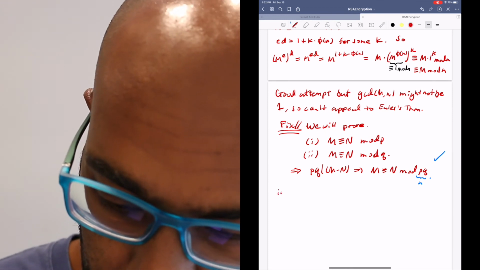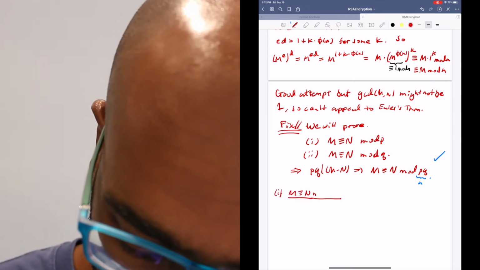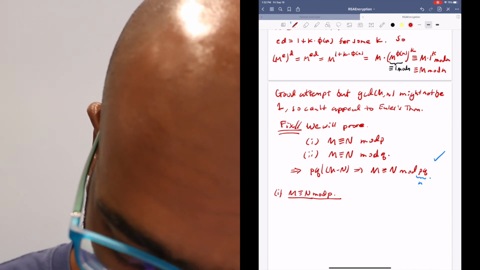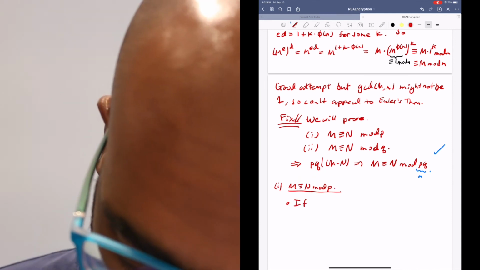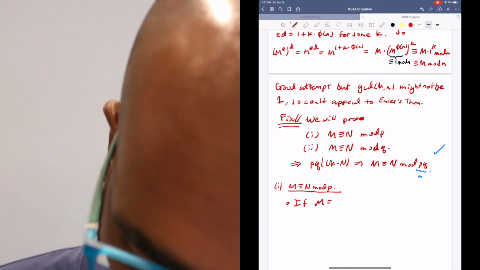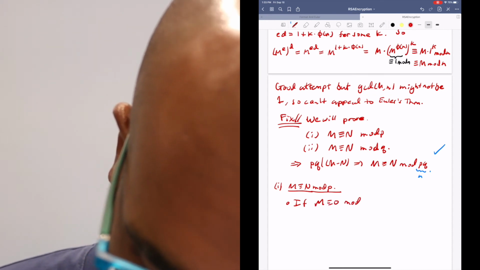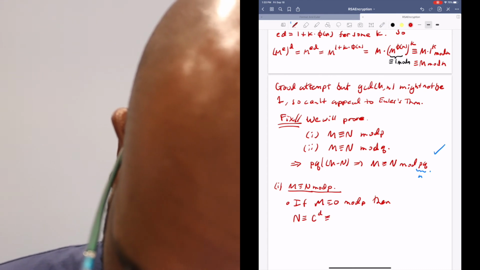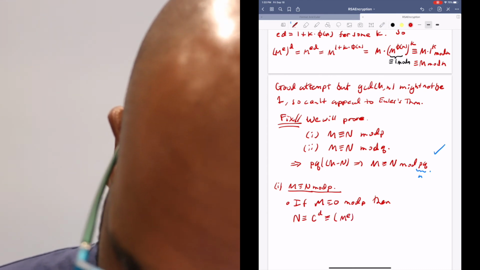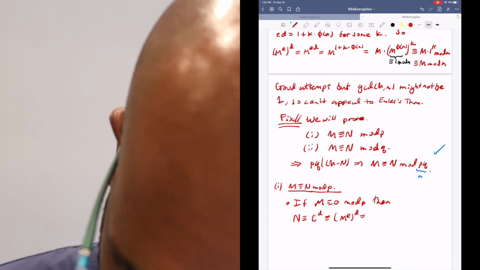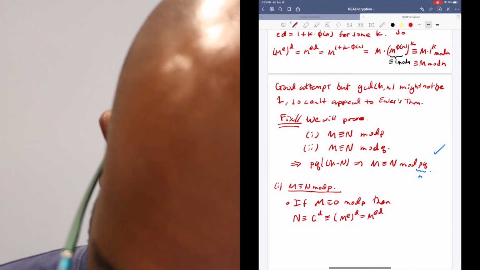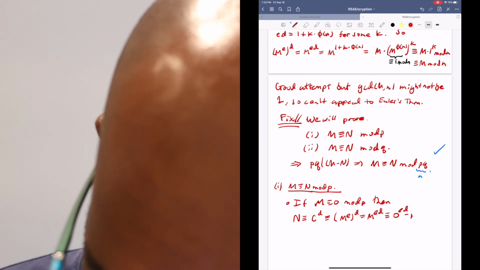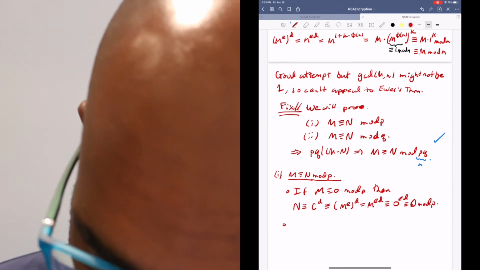Okay, so let's actually try that then. Why would M be congruent to N mod p? Okay, so there's two situations. If M itself is congruent to 0 mod p, then N, which is congruent to C to the D, and that's M to the E to the D, so this is M to the ED, is going to be congruent to 0 as well. Okay, so that takes care of that.